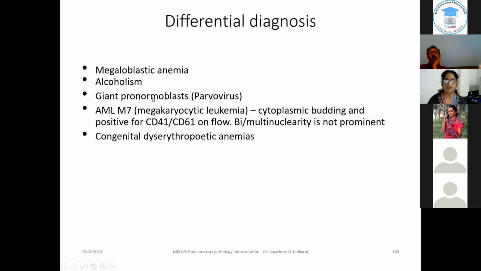The other differentials are pro-normoblasts, like what Dr. Sanjay already showed us, the parvovirus. A megakaryocytic leukemia can also look similar, but cytoplasmic budding will help us, and it will be positive for CD41 and CD61 by flow.